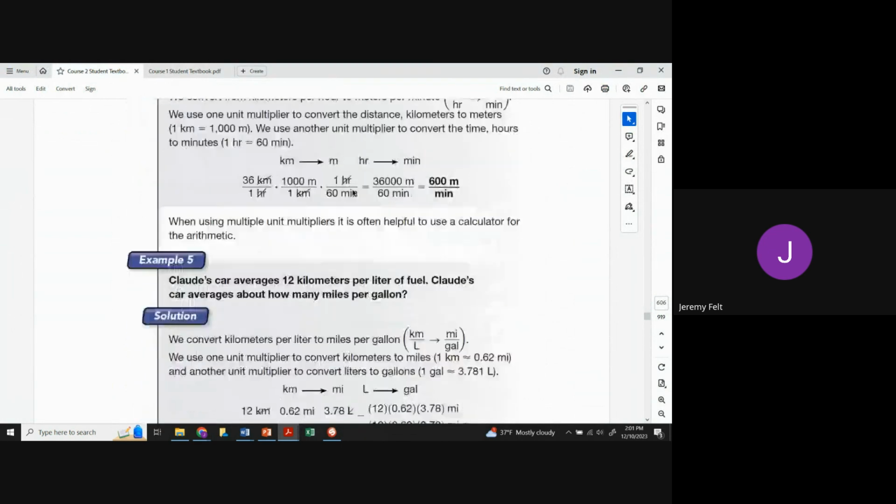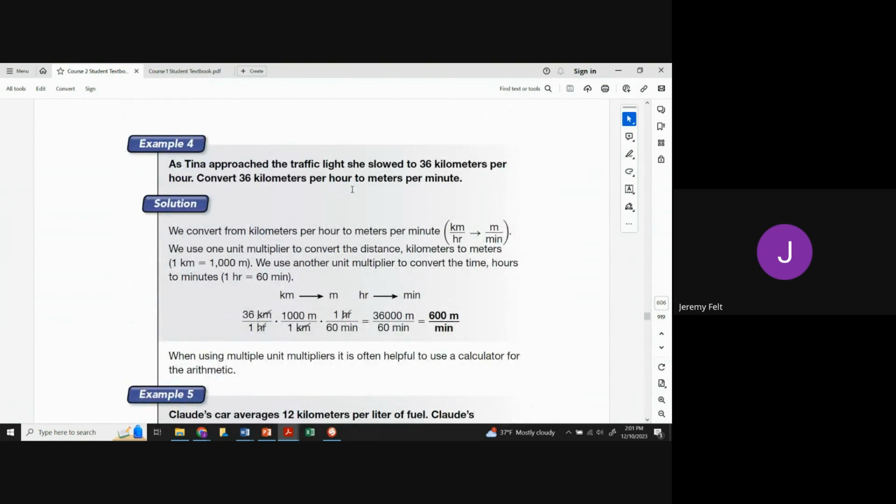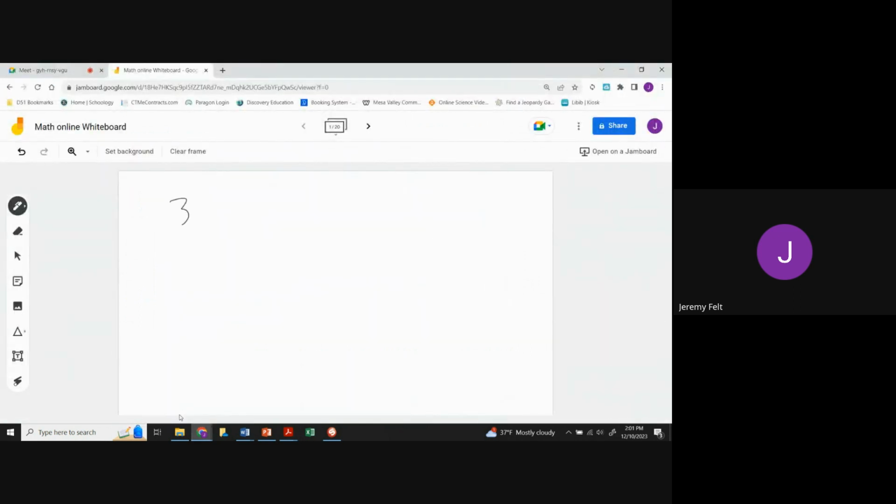Let's look at this one. As Tina approached the traffic light, she slowed to 36 kilometers per hour. Convert kilometers per hour to meters per minute. So what we write is this. I always start with what we're given and what we want to end up with. That kind of helps me work backwards to figure out how I'm going to convert that. So we have kilometers per hour, and we want to end up with meters per minute.